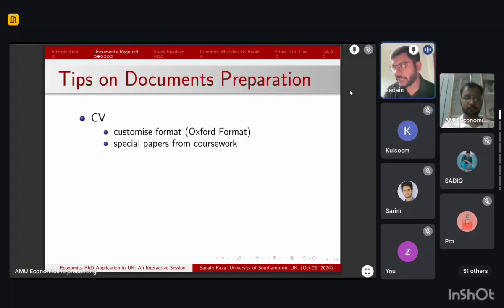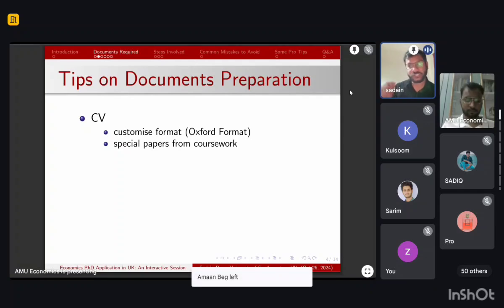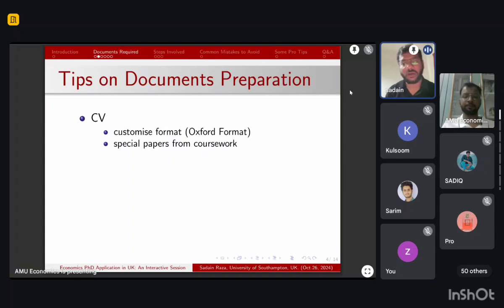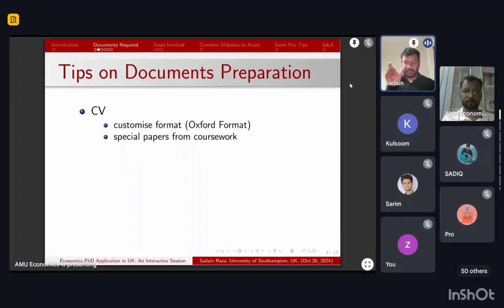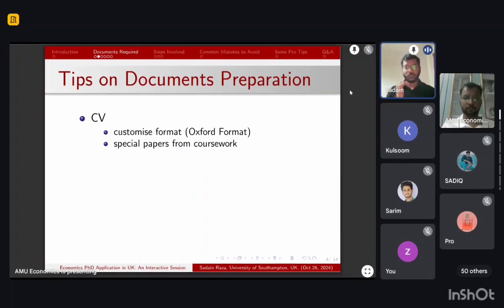I did not follow any format, but later I found that the format I was following by myself is also what Oxford prescribes. In the Oxford format, you mention a little bit of detail about everything along with a summary of your CV. By summary of CV, I mean you write a little about yourself in a paragraph: what you are currently doing, what your previous training is, a very short paragraph.